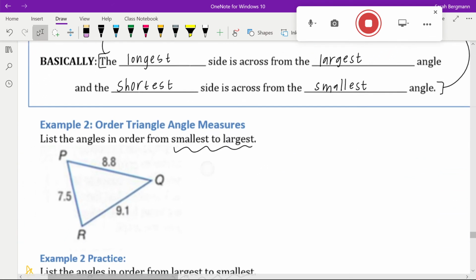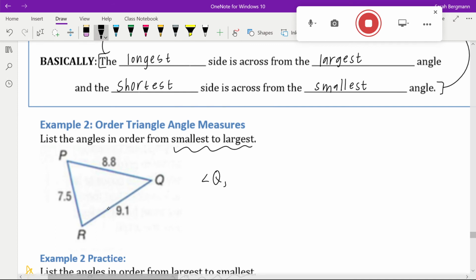Let's try an example of this together. So it says list the angles in order from smallest to largest. In order to find the angles, I don't know the angle measures. However, I do know the side measures. So I know the angles and sides are related because the smallest angle must be across from the shortest side. So I'll find my shortest side. My shortest side is PR. The angle across from side PR is angle Q. So I know angle Q must be the smallest angle.